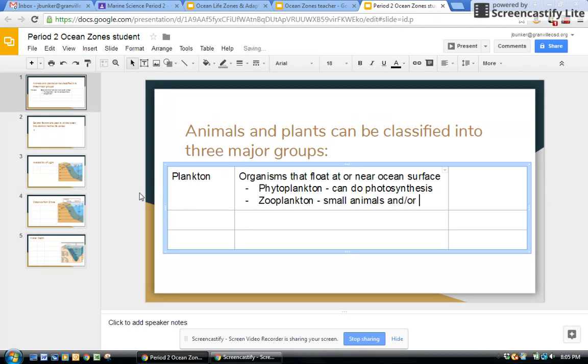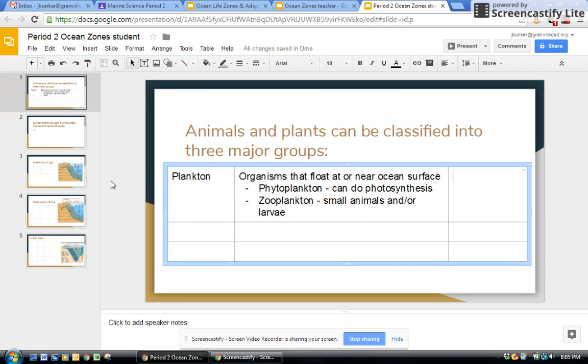A couple of examples of this are called diatoms. We also have what's called dinoflagellates. And jellyfish actually are considered to be plankton as well. So we're going to put down these as examples, and then we will look at the pictures of them and learn a little bit more about them later.